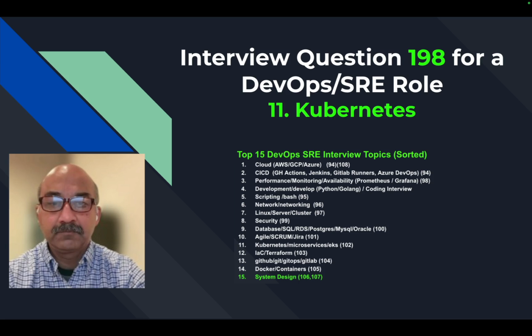Now, I don't know why the data suggests this is number 11. Really, it should be number 5 or 6 in my opinion, based on my experience. Kubernetes is used by almost any DevOps team these days, and the chances are very, very high that you're going to get asked about Kubernetes on a DevOps interview.